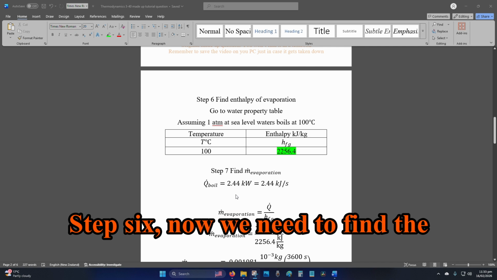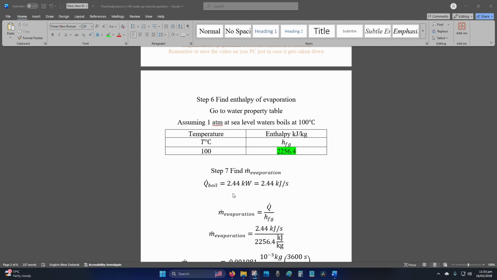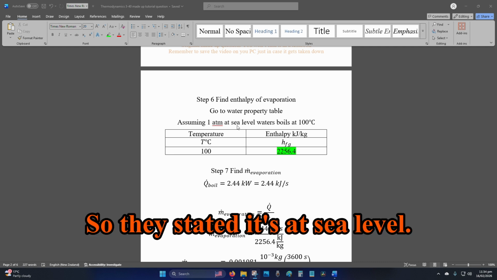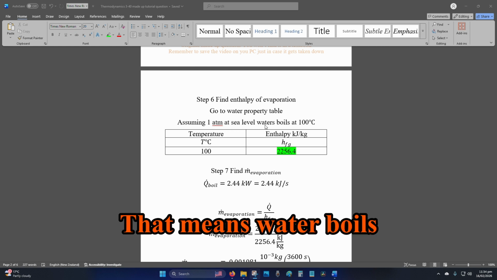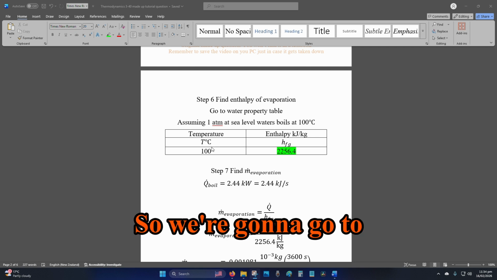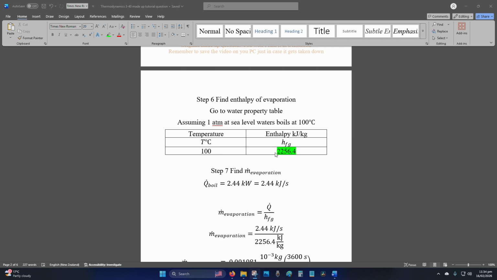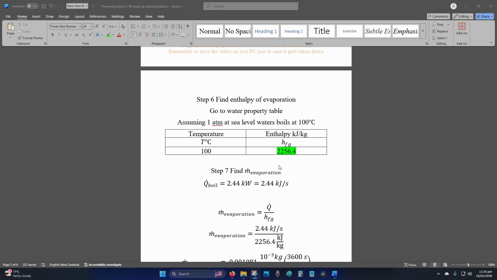Step 6, now we need to find the enthalpy of evaporation. So we're going to go to the water property table. So they stated it's at sea level, so we're going to assume it's 1 atmosphere. That means water boils at 100 degrees Celsius. So we're going to go to the temperature table, go to 100 degrees Celsius, and our enthalpy of evaporation is 2,256.4 kilojoules per kilogram.